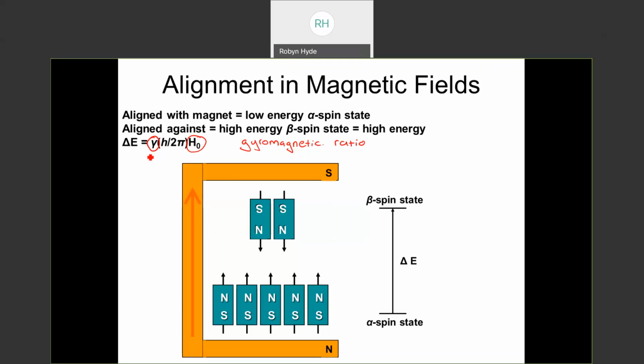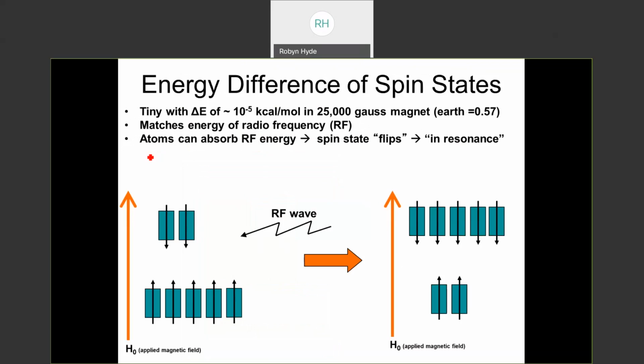Is it helpful to have IR? Is it helpful to have mass spec? Absolutely. But we can solve for a structure by NMR alone. Okay, getting into the operation. We have these two spin states, with a tiny delta E value of about 10 to the minus 5 kJ per mole when we're inside of a 25,000 Gauss magnet. So a pretty strong magnet, and still that delta E value is only about 10 to the minus 5 kJ per mole. This energy difference between the two spin states exactly matches the energy within RF waves.